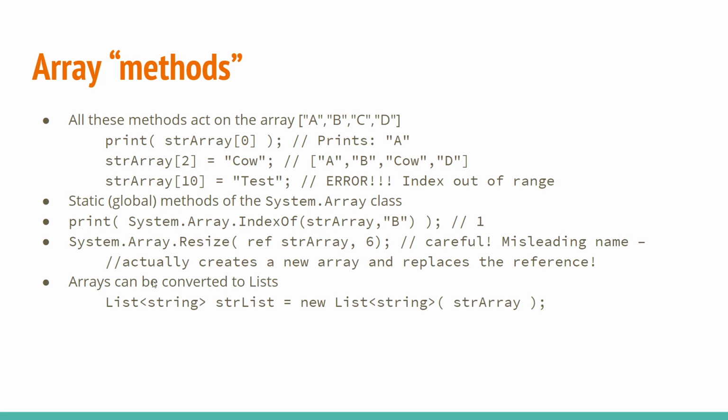You can convert arrays to lists just by passing the array to a new list. So if you do get something back from Unity as an array and you want to keep track of it as a list, you can do that.